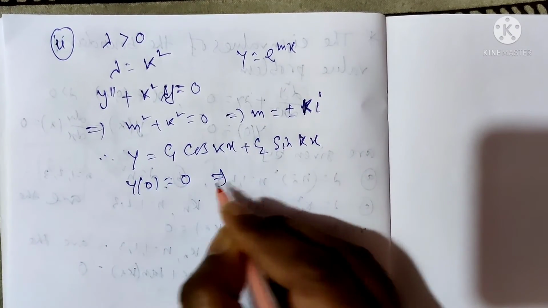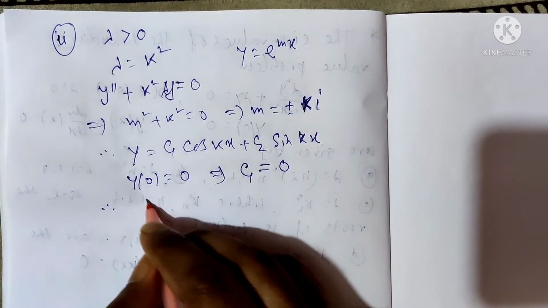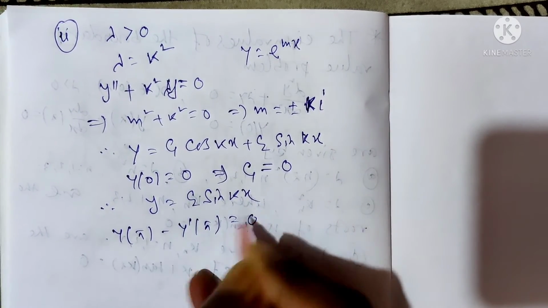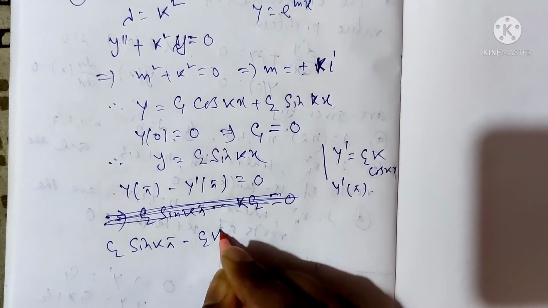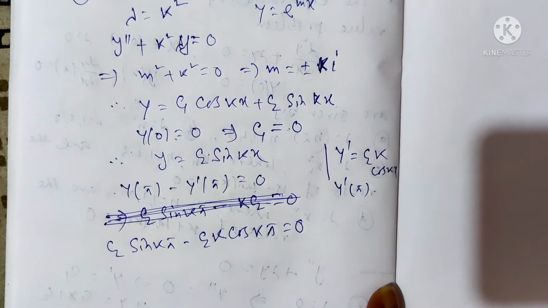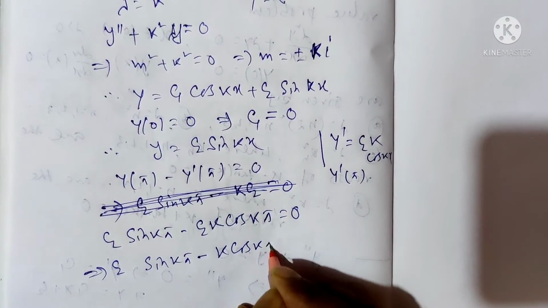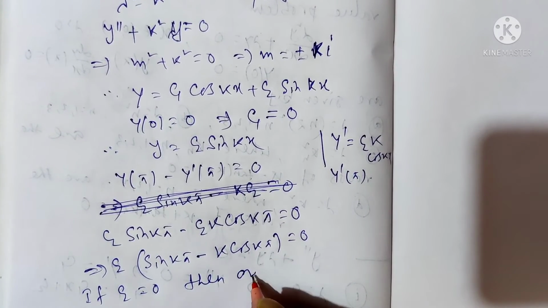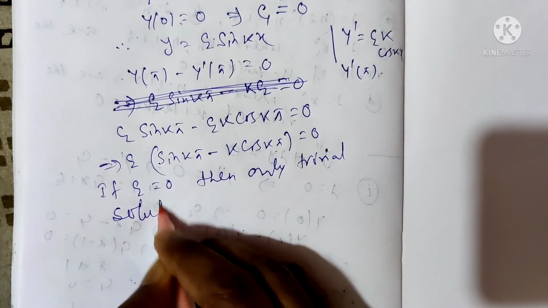y(0) equals 0 implies c1 equals 0. Therefore, y equals c2 sin kx. y(pi) minus y dash(pi) equals 0. So c2 sin k pi minus c2 k cos k pi equals 0. That implies c2 into (sin k pi minus k cos k pi) equals 0. If c2 equals 0, then only the trivial solution can exist.